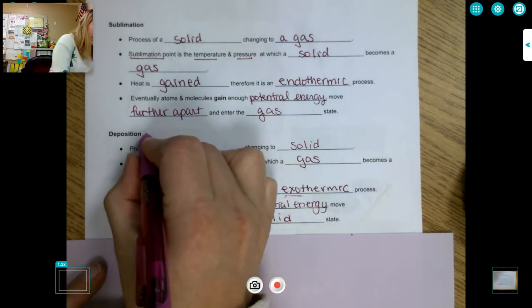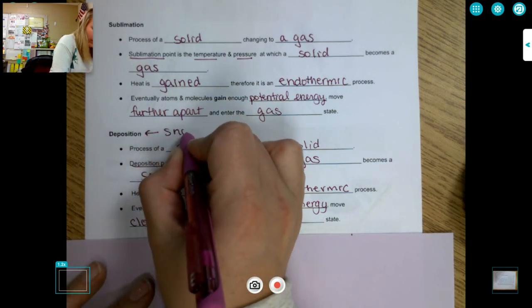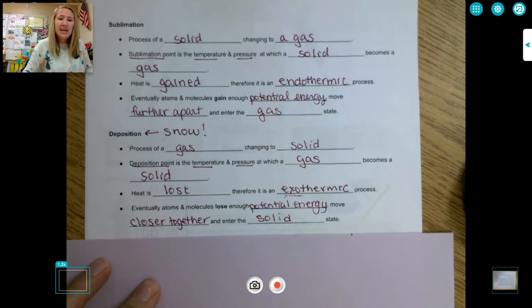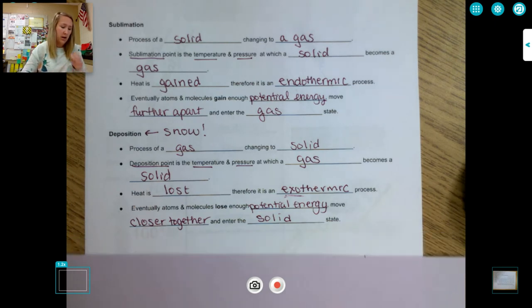An example of deposition is snow. Okay. If we have water vapor in the air and it goes instantly from being water vapor, a gas, to a solid, we get snowflakes. If I have water vapor in the air and it becomes a liquid and then freezes, we get freezing rain and hail. Okay, so deposition is how snow is made and snow is deposited onto the ground.